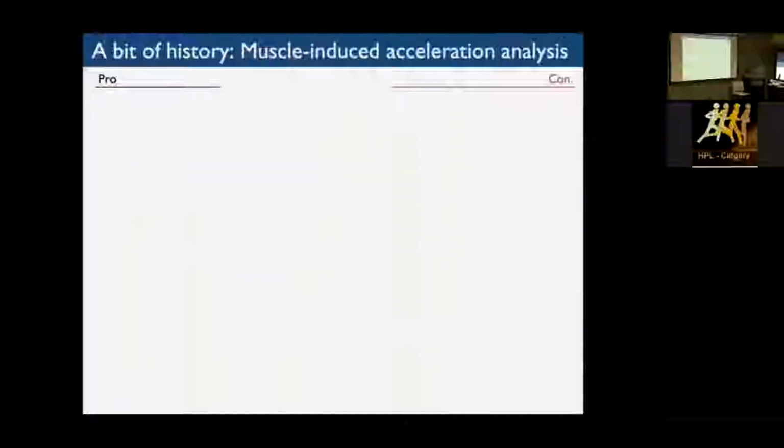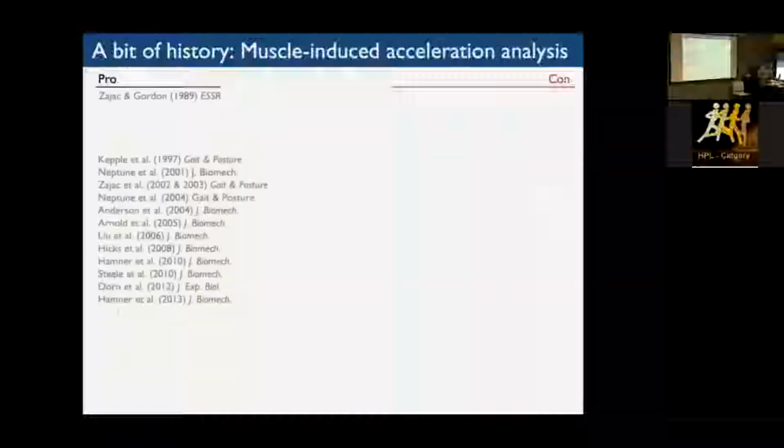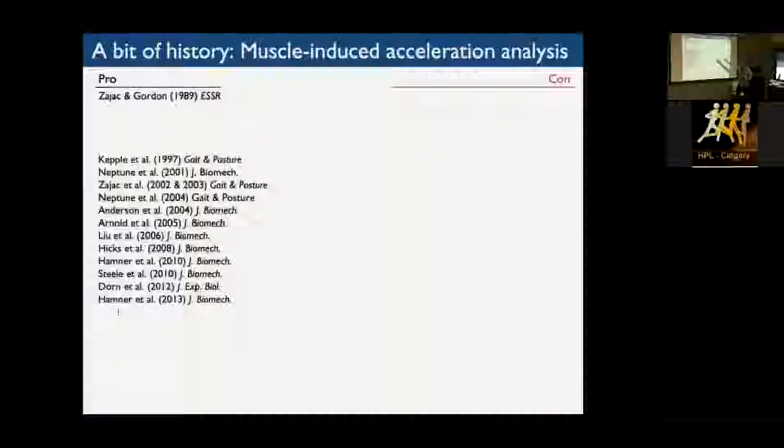So here's a little bit of history of muscle-induced acceleration analysis. This is only a partial list of papers, but a lot of publications, you could say mostly in the 21st century, and these have had quite a lot of impact in biomechanics. And in fact, when I said this is the number one question I get, I should actually say this is the number one question I get about papers that I had nothing to do with.